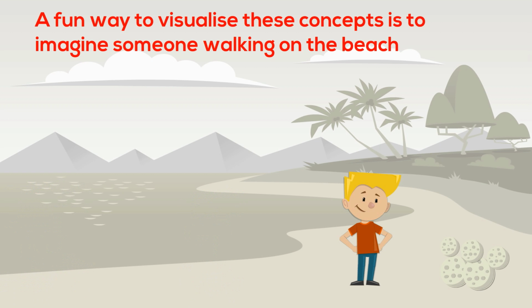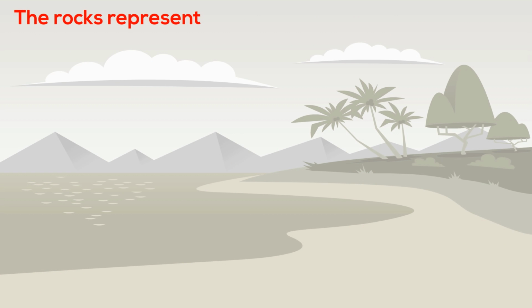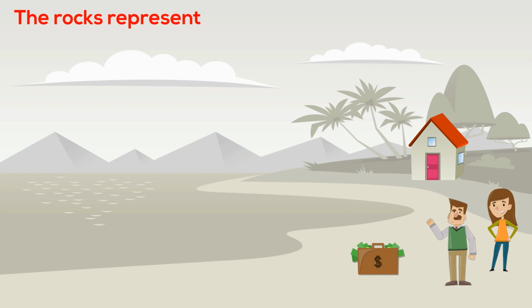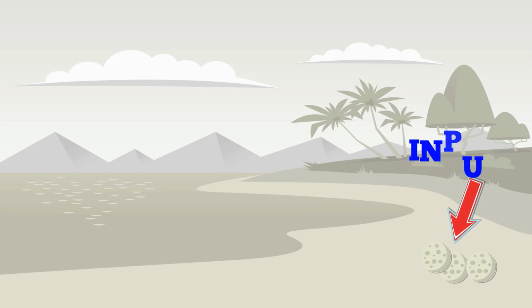He sees a bed of rocks and thinks it would be a good idea to throw rocks in the water. The rocks represent the financial, human, physical, and material resources that are available to the organization. These are the inputs that would be fed into a given program or project.